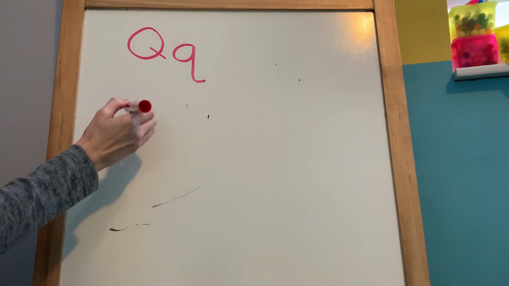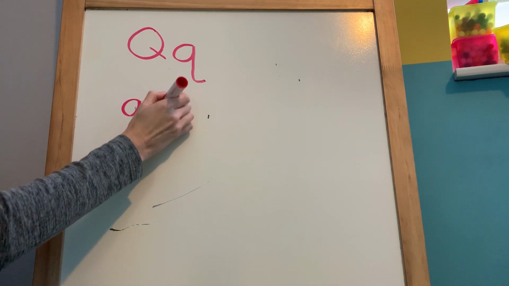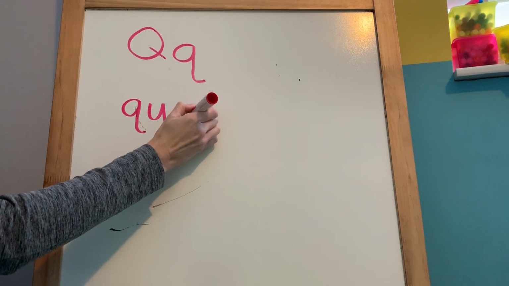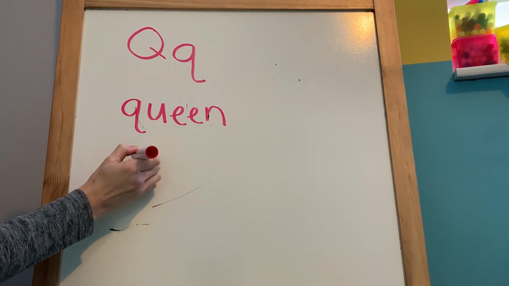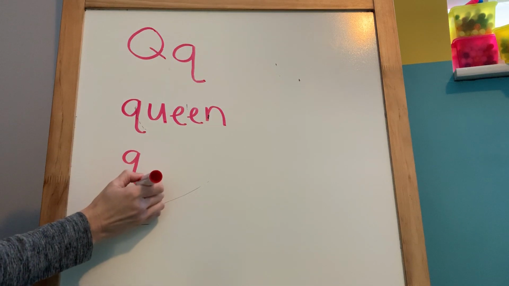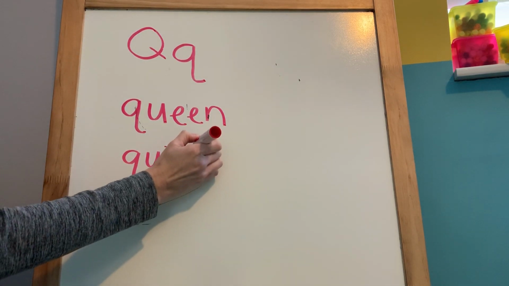I can think of one, queen. Queen starts with Q. Okay, how about the word quick? Like, let's go to the store quick.